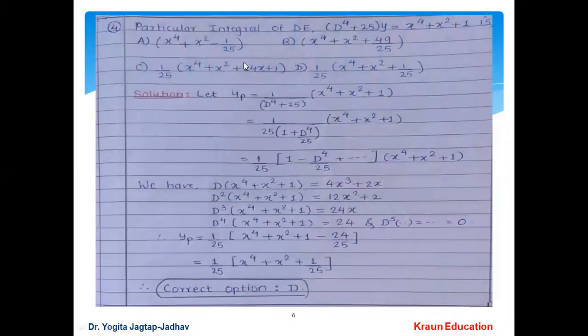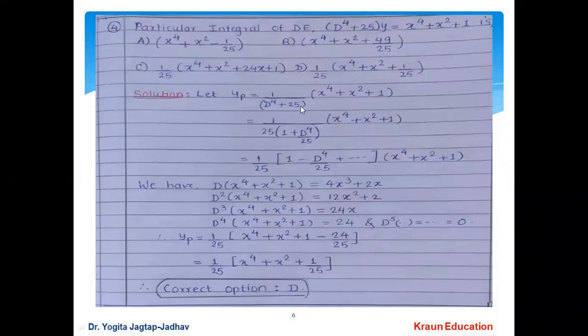Now consider the next example. Here, to find the particular integral of the differential equation (D⁴ + 25) operating on y equal to x⁴ + x² + 1, we can rearrange according to the definition of the particular integral as yp equals 1 upon (D⁴ + 25) operating on x⁴ + x² + 1.